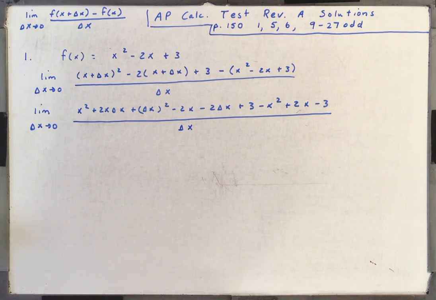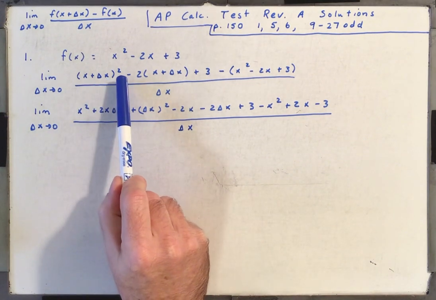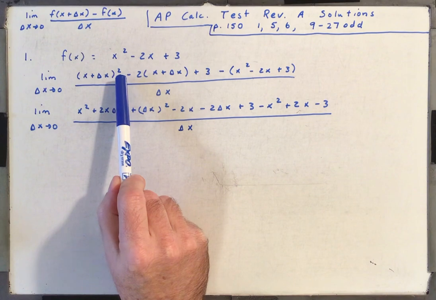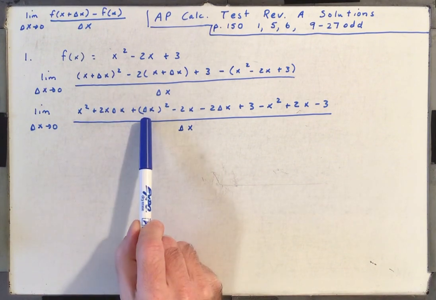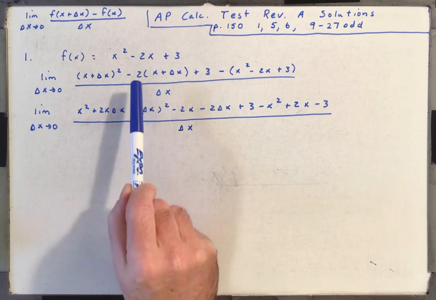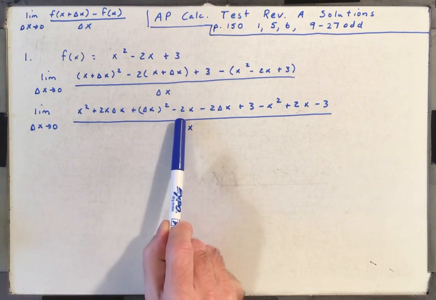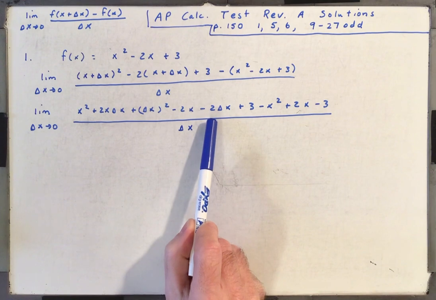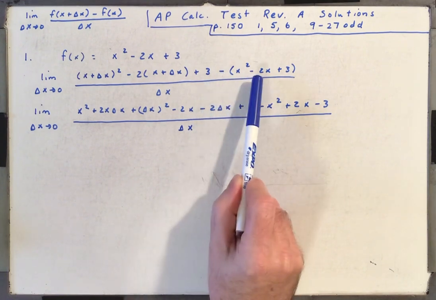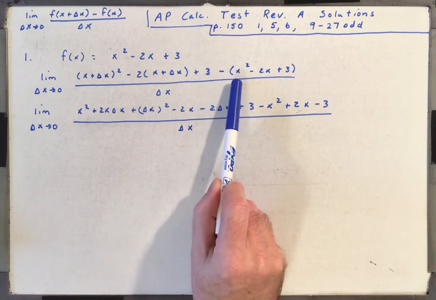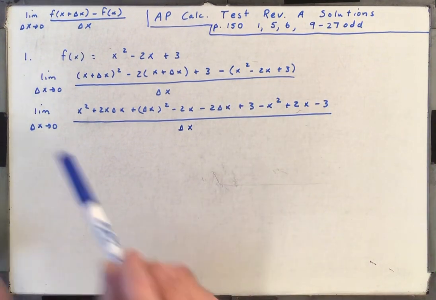So we're going to FOIL x plus delta x out. All right, write it twice and FOIL it if you need to, but that's x squared plus 2x delta x plus delta x all squared. And then distribute this 2, so minus 2x minus 2 delta x plus 3. And distributing the negative sign here, I got negative x squared plus 2x minus 3.